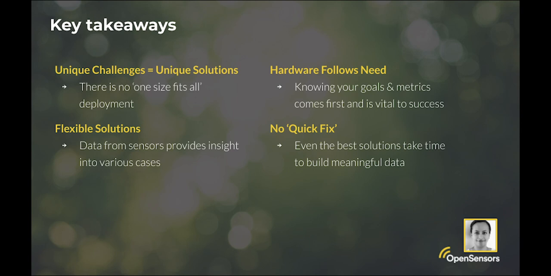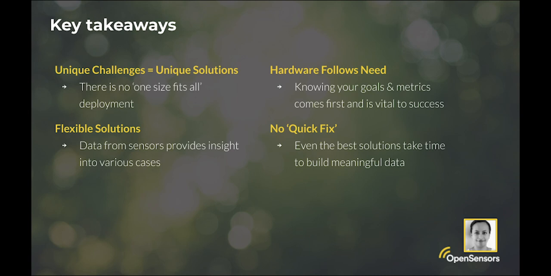Following on from this, hardware follows need. So before going into a building and putting sensors around, you really need to know what you're trying to get out of your study and the metrics that you want to actually measure. And then after this, you can start looking at what hardware is actually best to get those results.